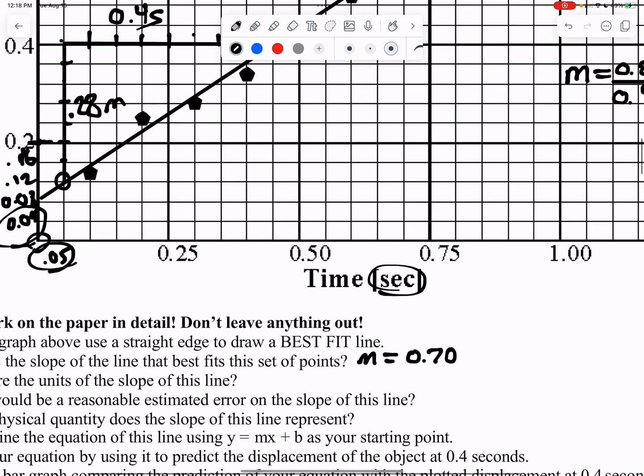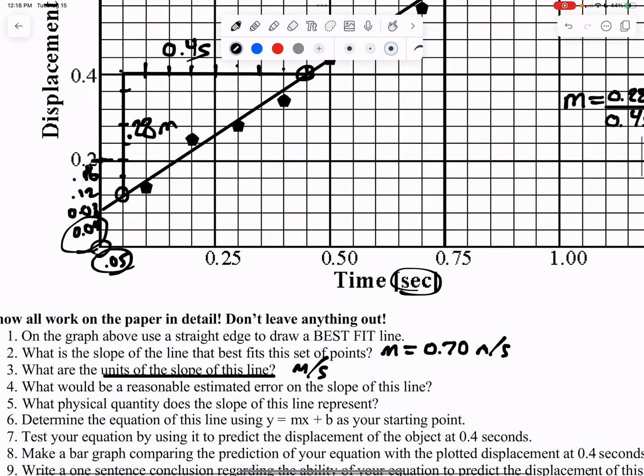Now the units for this slope are meters per second. We'll talk about reasonable error in just a minute and how to do that for part 4. What physical quantity does this slope represent? Well, meters per second is the unit of velocity. So the slope represents the speed or the velocity of this.